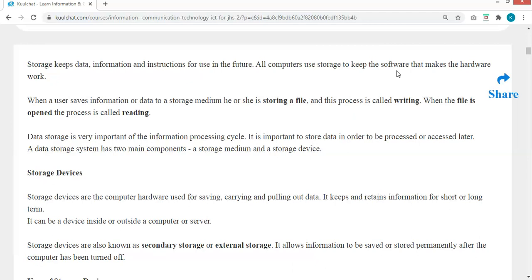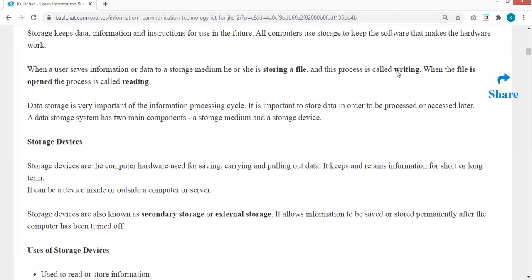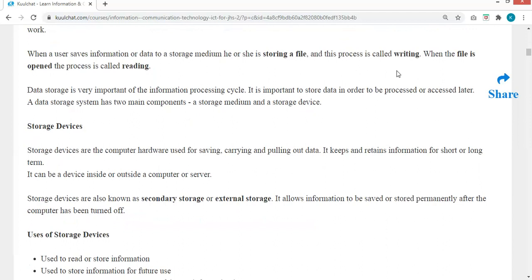When a user saves information or data to a storage medium, he or she is storing a file. So if you save information or data to a storage medium, it's said you are storing a file, and this is what is referred to as writing. Now, if you open the stored file, stored data, or stored information, we call it reading. To put on the storage device is called writing. To access it is called reading.